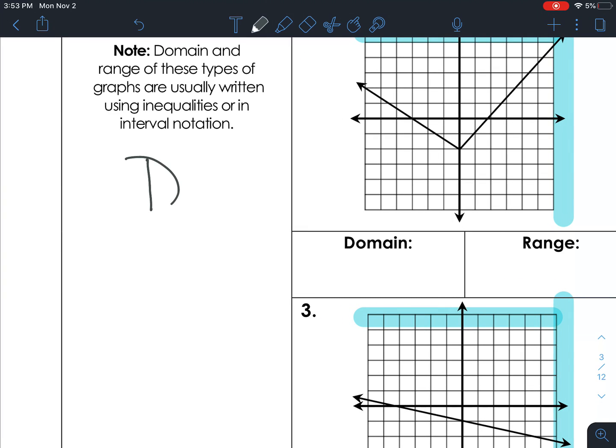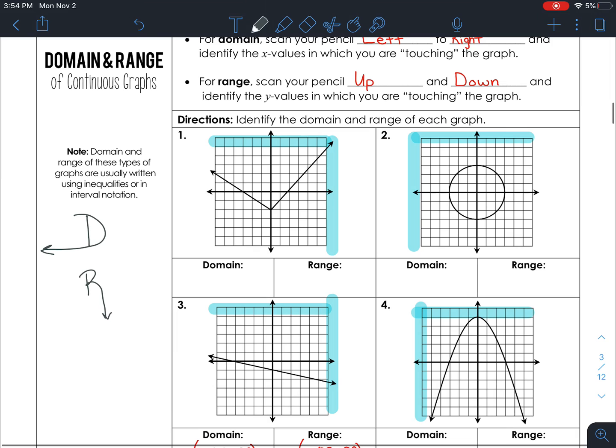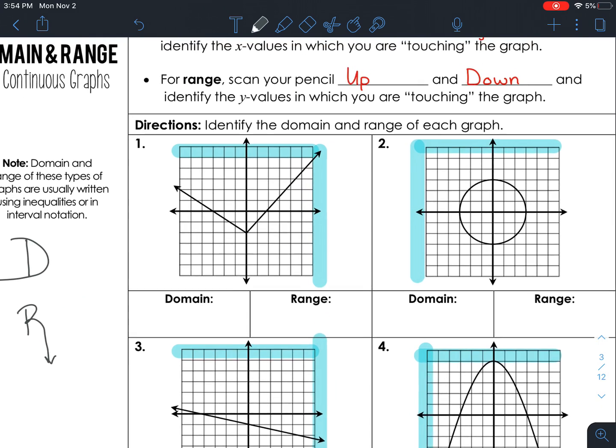Now over here I'm going to show you a little trick that I love to show. When you draw a D, the arrow is pointing to the left and right. When you draw yourself an R, the arrow is pointing up and down. So domain, left and right; range, up and down. Just a quick way, if you ever can't remember, draw your D, draw your R, and you should be good to go.